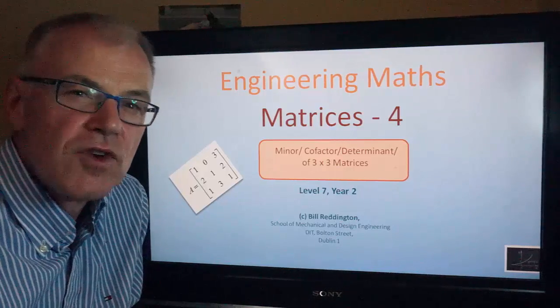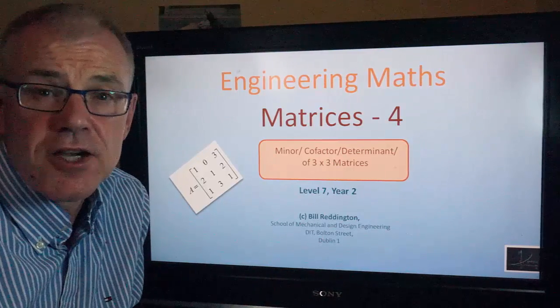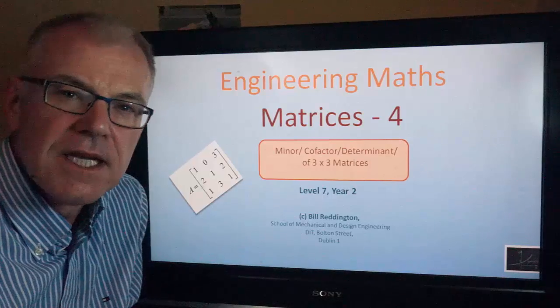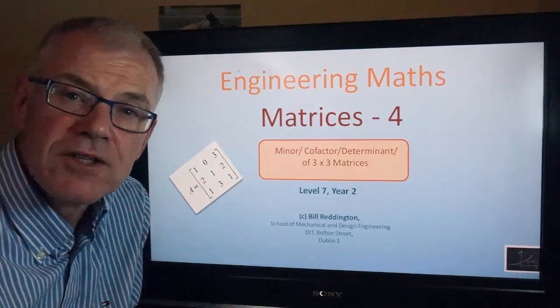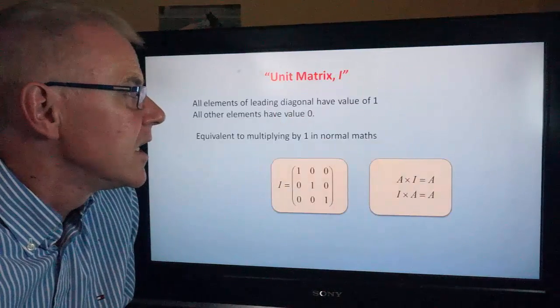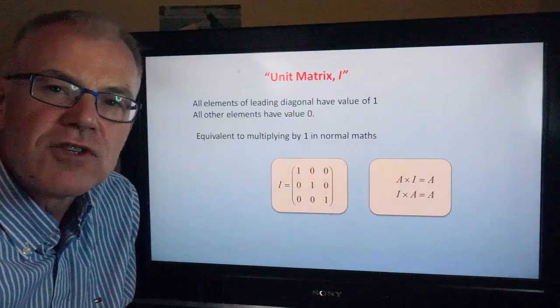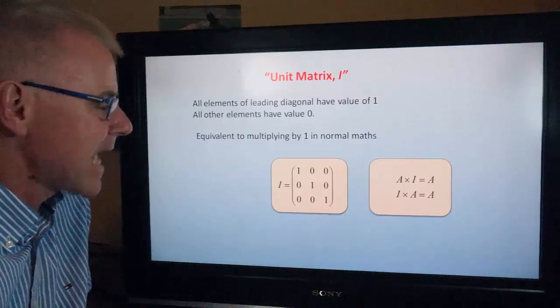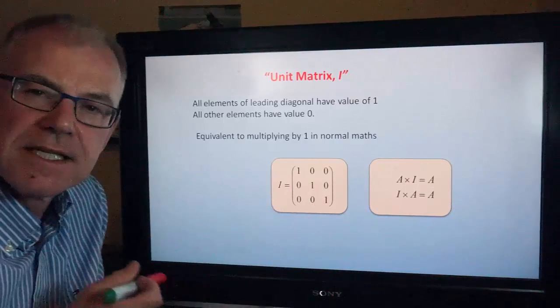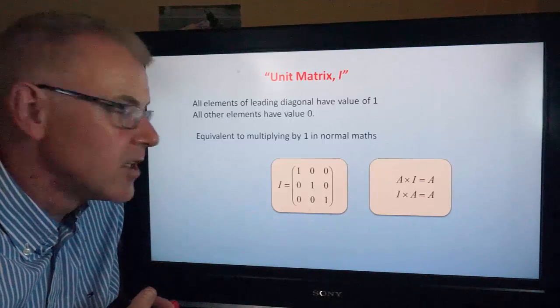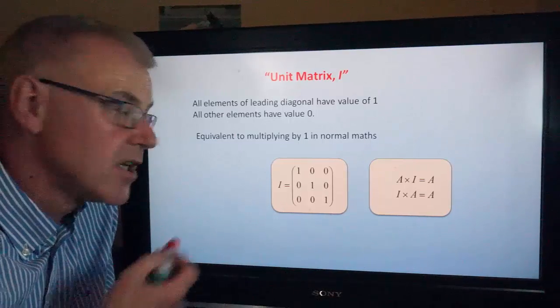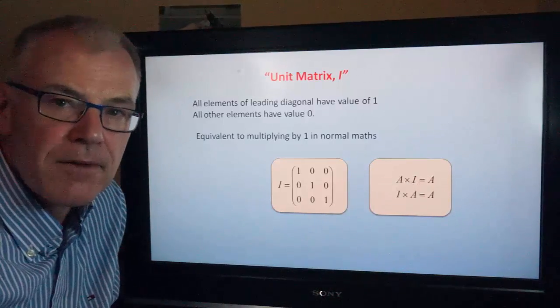Previously in Matrices 3 we looked at calculating the determinant of a 2 by 2 matrix. In this section we look at calculating the determinant of a 3 by 3 matrix. Now we saw that the unit matrix was defined as having all of its leading elements set to 1 and all the other elements set to 0.